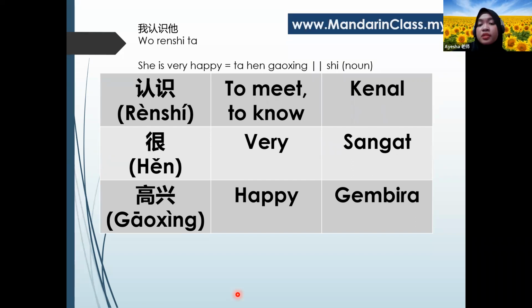So in this case, you don't need to translate the is, because after the is comes the word very happy. Is very happy a noun? No, it's not a noun. So you don't have to put a 是. If I say 她很高兴, it means she is very happy. Now let's repeat after me for this slide before we move on. 认识, 很, 高兴. Very good. Let's move on to the next slide.